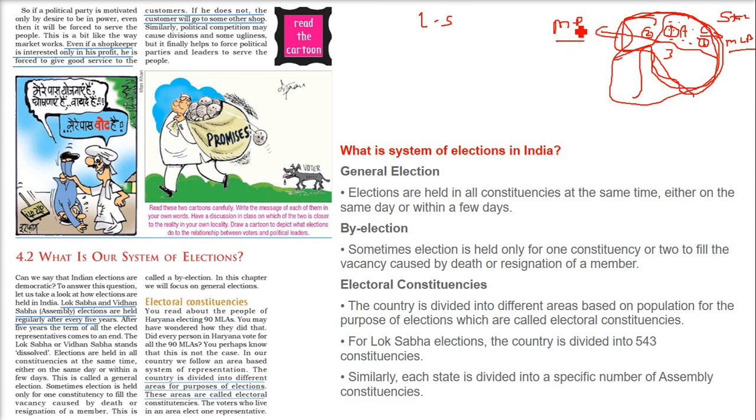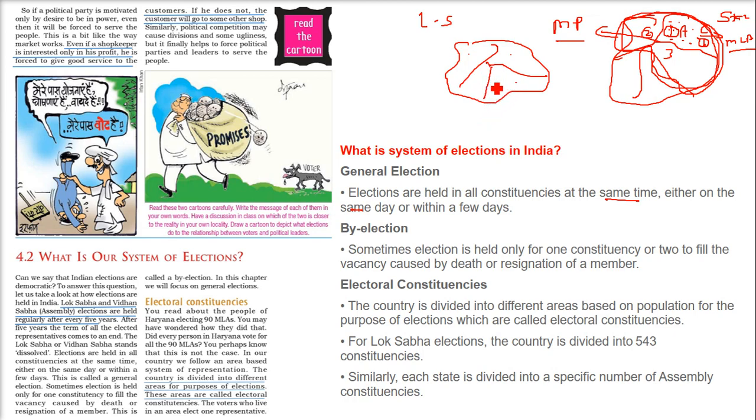Right? So there are certain types of elections. First is called the general election. Elections are held in all constituencies at the same time, or on the same day, or within a few days. This is called general election. These are the different constituencies, and voting is done in all the places at the same time, same day, or within a few days. All the results are declared, and people win, and they may go to Vidhan Sabha or Lok Sabha, depending upon what kind of elections are being held.